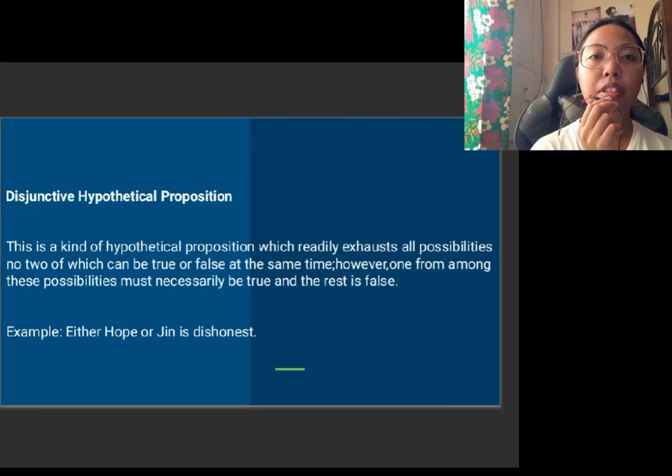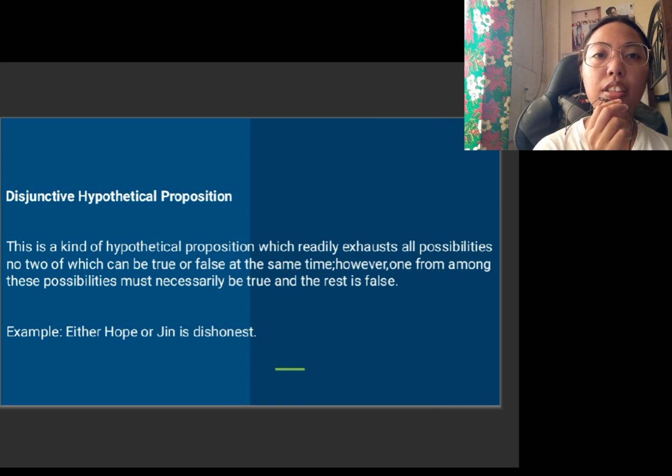The last kind of hypothetical proposition is the disjunctive hypothetical proposition. This is a kind of hypothetical proposition which readily exhausts all possibilities, no two of which can be true or false at the same time. However, one from among these possibilities must necessarily be true and the rest false. Meaning, its subject or predicate consists of two parts which exclude each other. Example: either Hope or Jean is dishonest.